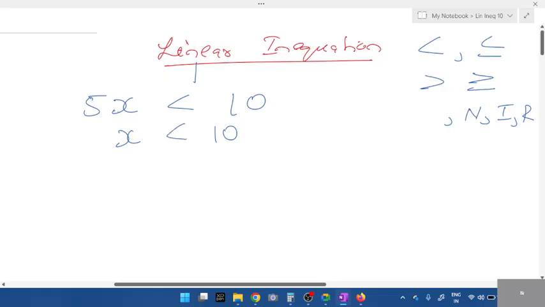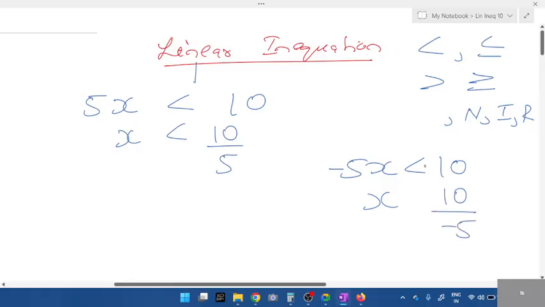What are we dividing? Positive number or negative number? This 5. 5 is positive or negative? Positive. So the sign will not change. It will remain as it is. But if I write minus 5x less than 10, now what am I going to divide? Positive or negative? Then this less than symbol will convert into greater than.